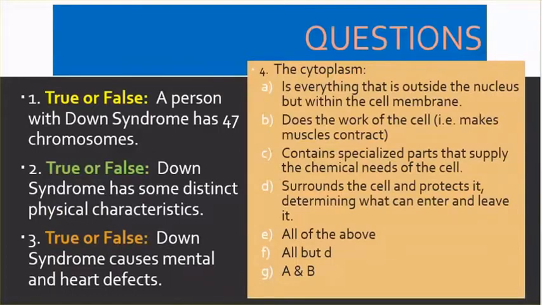Questions. Number 1, true or false? A person with Down syndrome has 47 chromosomes. Number 2, true or false? Down syndrome has some distinct physical characteristics. Number 3, true or false? Down syndrome causes mental and heart defects.